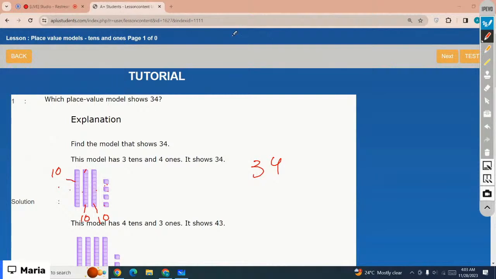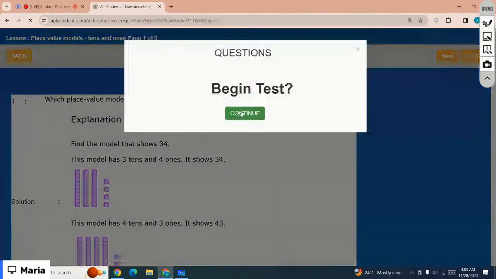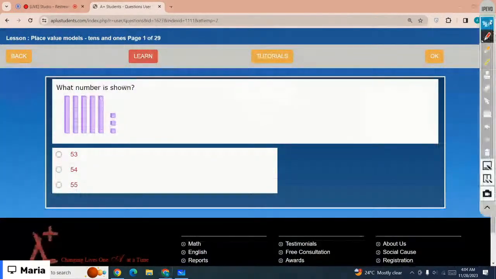Let's start with the test questions. What number is shown? You have 1, 2, 3, that means the ones digit is 3. You have 1, 2, 3, 4, 5, that means the tens digit is 5. So which number do they make? 53. Together they make 53. So option number 1 is the correct option.